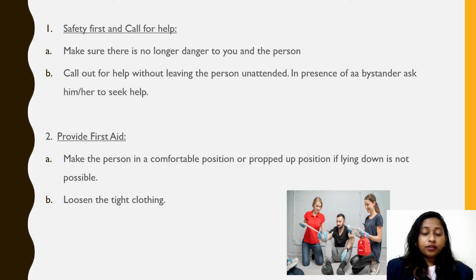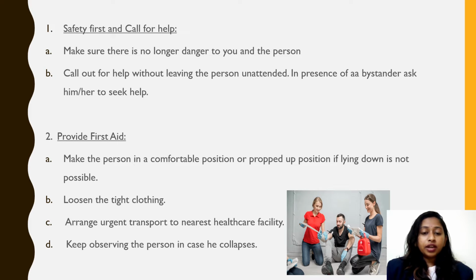Loosen any tight clothing if they are wearing it. If the injuries are there, please cut it off or loosen it up. If it is a shirt, please undo one or two buttons so that the patient feels relaxed. Arrange transport urgently to the hospital and also observe the person in case they collapse. Until the ambulance reaches, make sure you keep an eye on the patient or the person.